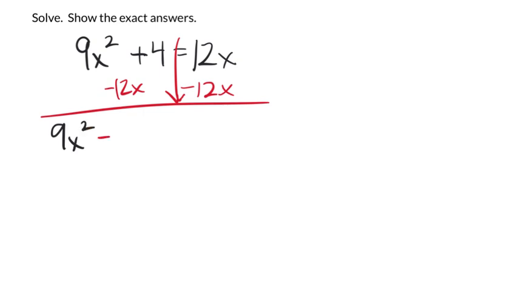So it's going to be 9x squared minus a 12x. And then we're just going to drop the plus 4. Of course, we can't combine any of those because none of them are like terms to combine. So with this now, we have a quadratic that we can now solve.